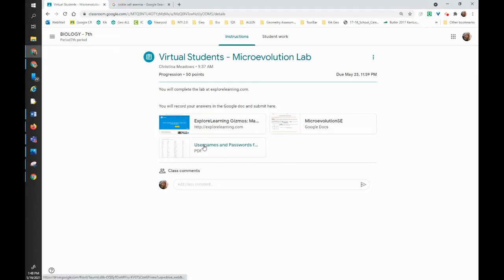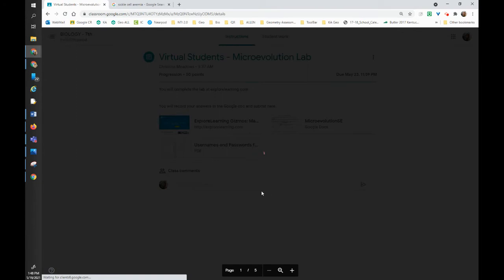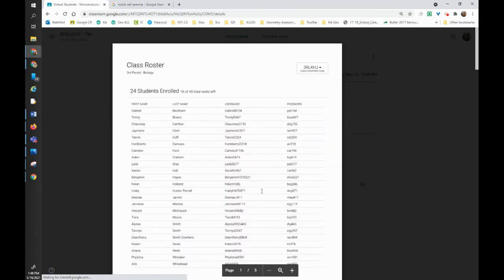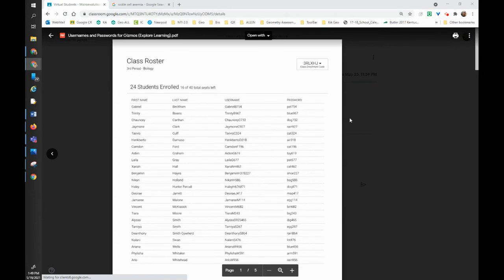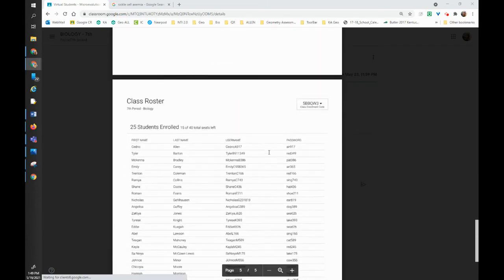You'll want to open up the usernames and passwords file. And you'll need to go to your class period in the file and identify your username and password for the Gizmos. So you'll just scroll until you find your class period and your username and password.